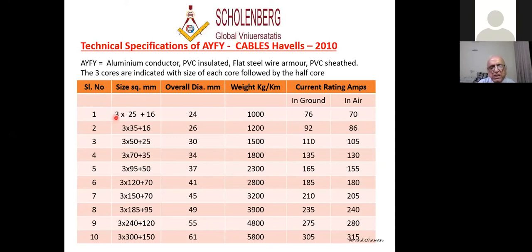In a 3-phase system, you will have 3.5 cores or 4 cores. I have given you 3.5 cores because all your equipment will be more than 25 amperes. Below 25 amperes, you will not get 3.5, you will get 4. So let me explain what it is. This is the core. This is the size of each core. And this is the half core. Neutral is always half of the total core size.